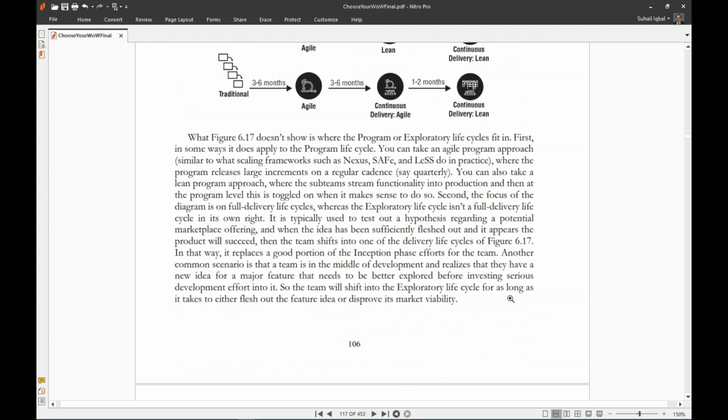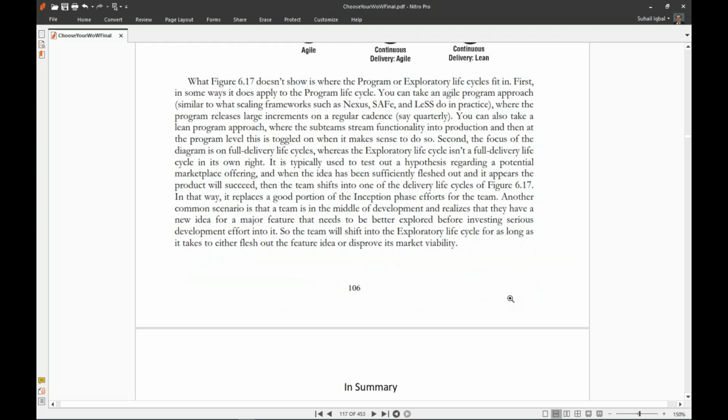What figure 6.17 doesn't show is where the program or exploratory lifecycle fits in. First, in some ways, it does apply to the program lifecycle. You can take an agile program approach similar to what scaling frameworks such as Nexus, SAFe, and LeSS do in practice, where the program releases large increments on a regular cadence, say quarterly. You can also take a lean program approach where the subteams stream functionality into production, and then at the program level, this is toggled on when it makes sense to do so.